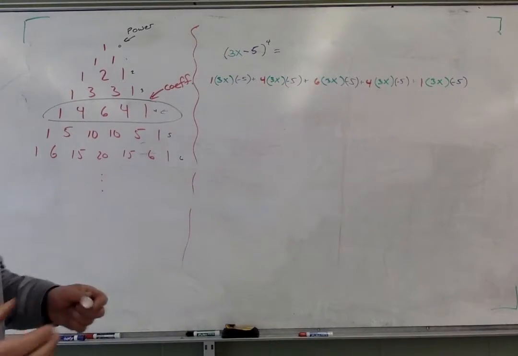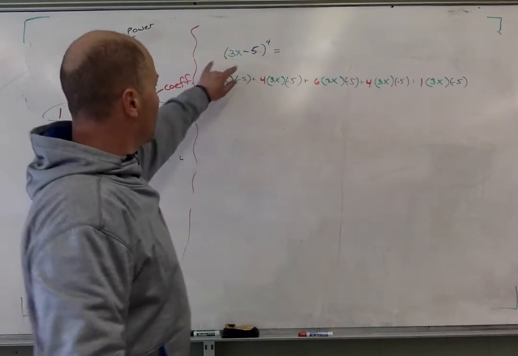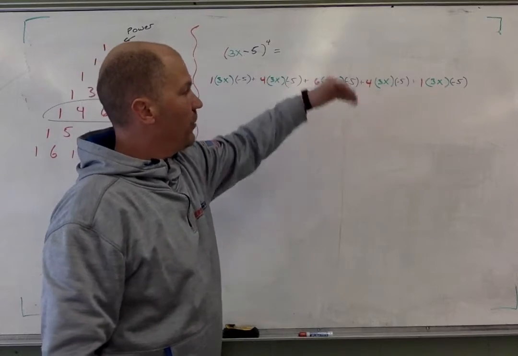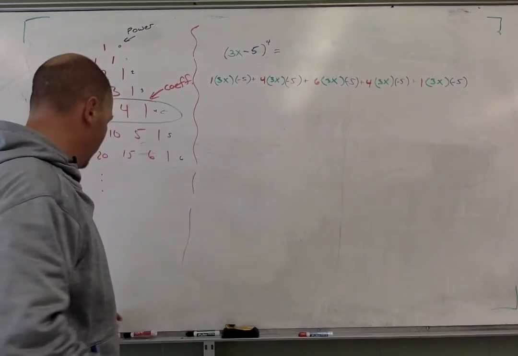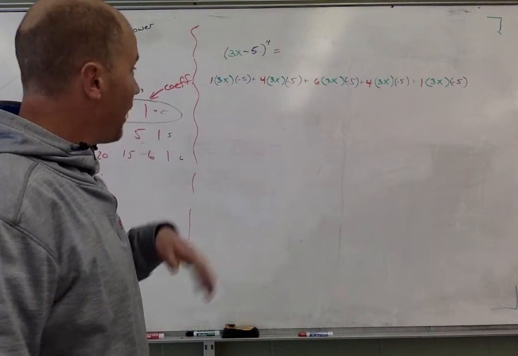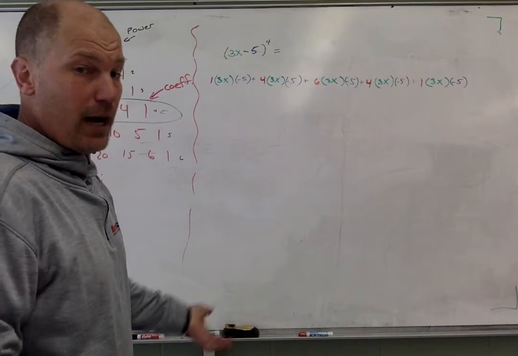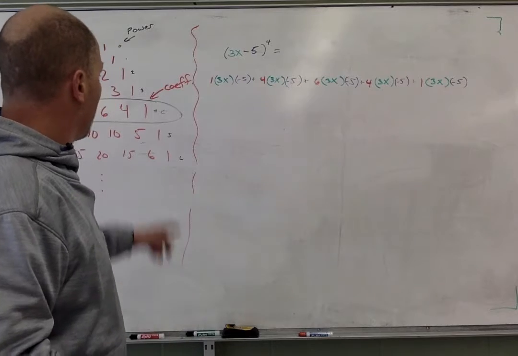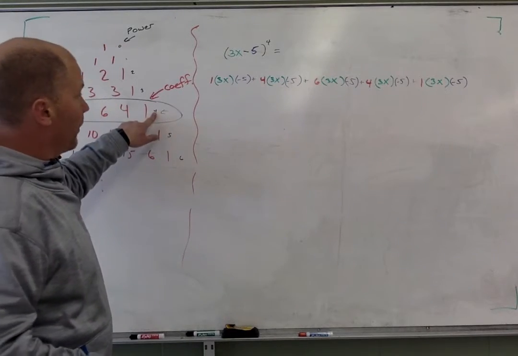Okay, and so like I said, this is just a shortcut to do this multiplication out. If we did it all the way out, we'd get to this answer eventually. It'll just take a while. So now all we need to do is put in the powers. And the powers are based off of this number 4.